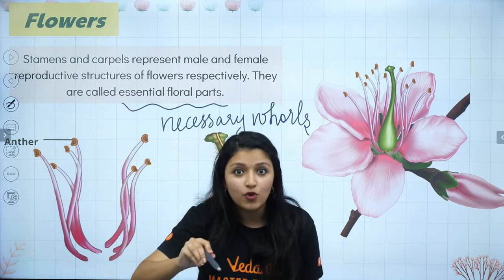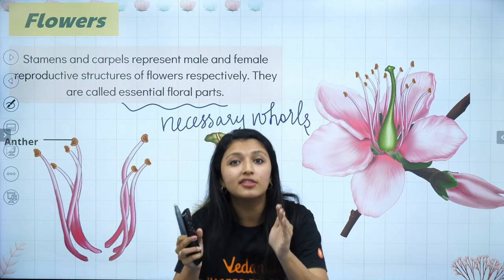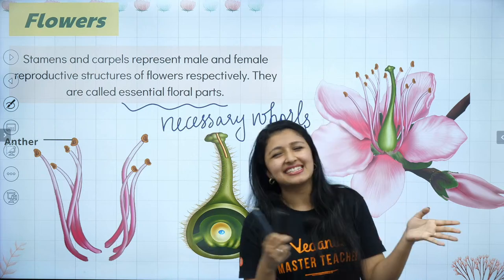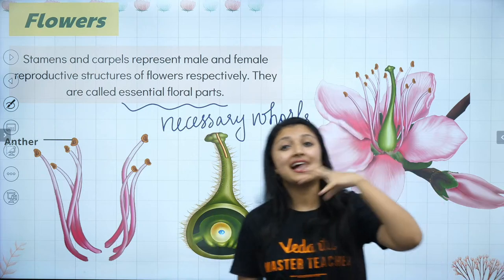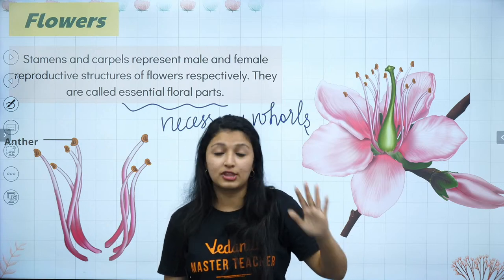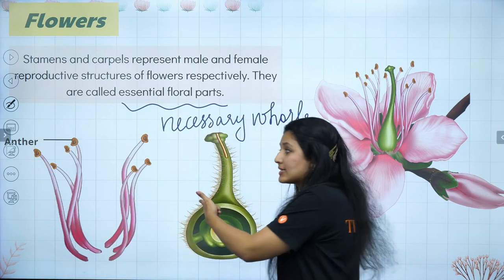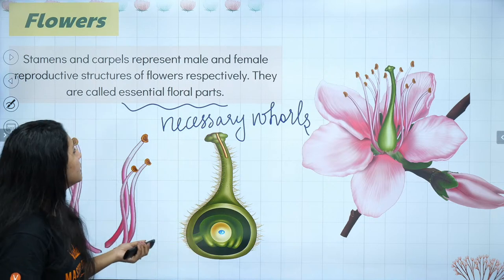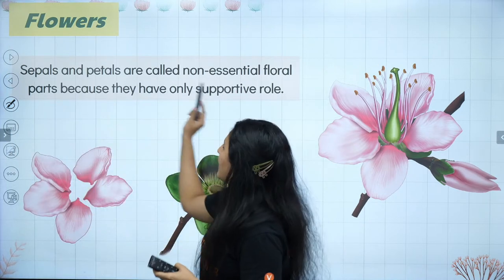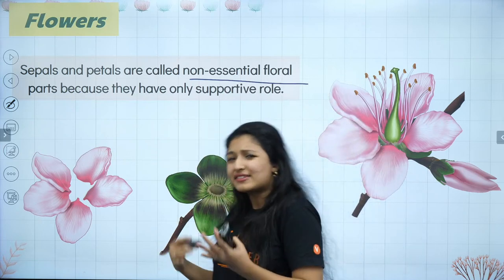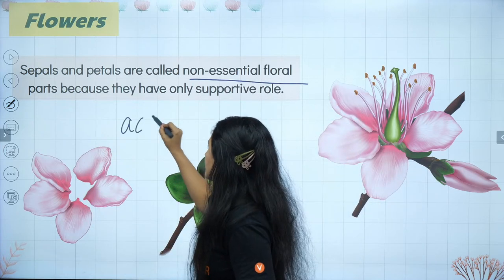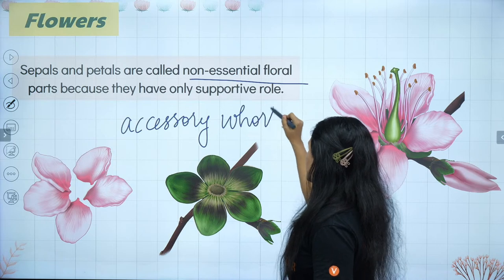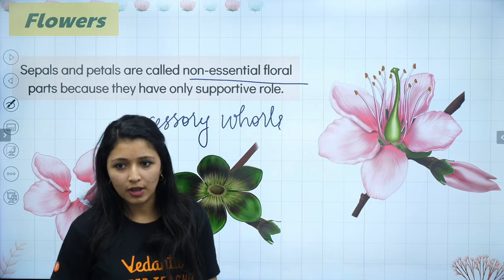Right? You can either call them essential floral whorls or necessary, because they are directly involved. They're like, yes, we are the ones doing the reproduction part, the main ones. The others, the calyx and corolla, are called accessories. They're like, we'll only help. We're not exactly involved in the process, but we will help you. So they are called accessory floral whorls, and these are called the necessary floral whorls. Like I said, sepals and petals are called the non-essential floral whorls because they only have supportive roles. They're also called accessory whorls.